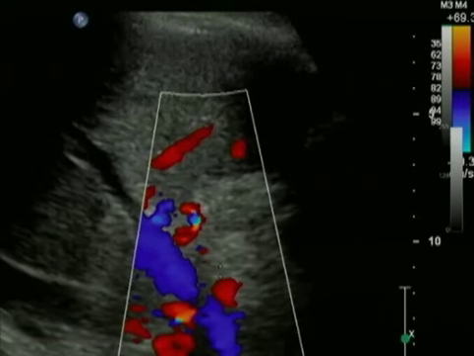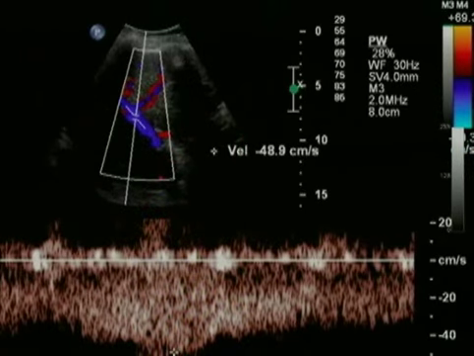Here we have an example of reversal of flow in the main portal vein, as is shown by the blue color within the vein, showing flow away from the transducer and hence out of the liver. And here is the same patient shown on a spectral Doppler tracing with reversal of flow.